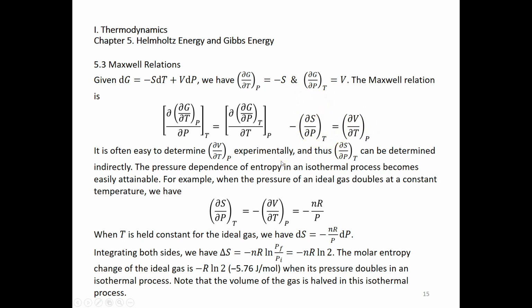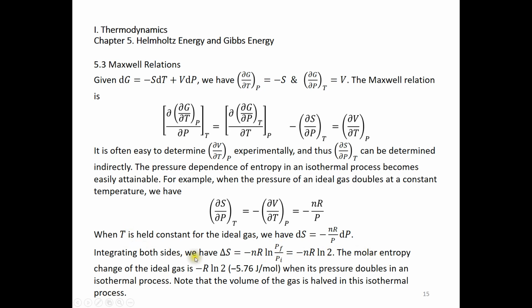Now let's look at the example of an ideal gas. Let's say the pressure of an ideal gas is doubled under constant temperature condition. We'll just use this equation, and for ideal gas, delta V over delta T is nR over P. So we have this is equal to negative nR over P, and then we can integrate both sides of this equation, and we get entropy change is equal to negative nR times the natural logarithm of P final over P initial. It's negative nR Ln2.